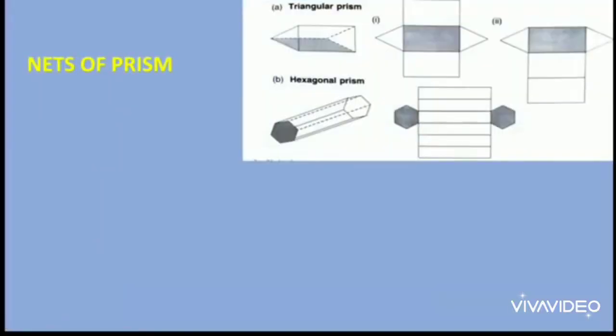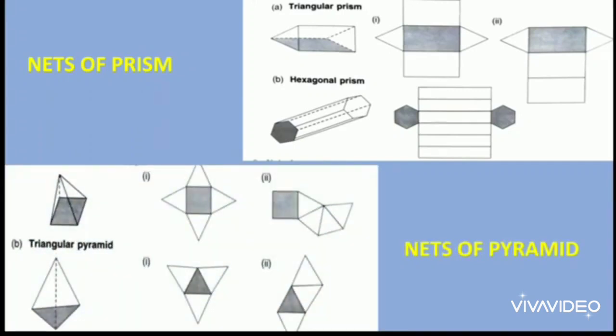Nets of a prism. The first one is a triangular prism and the second one is a hexagonal prism. Hexagonal is a 6-sided figure. Next is nets of a pyramid. The first one is a quadrilateral pyramid and the second one is a triangular pyramid. So these are some of the examples of net diagrams of different 3-dimensional figures.